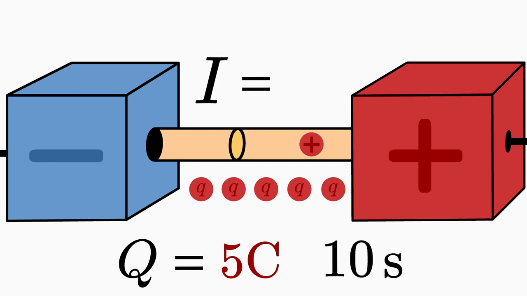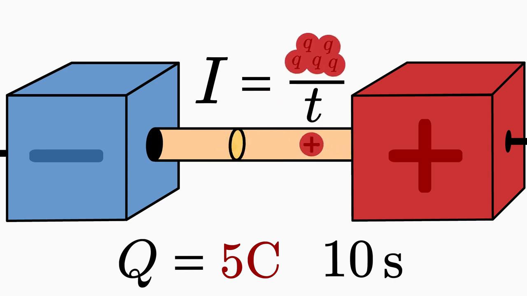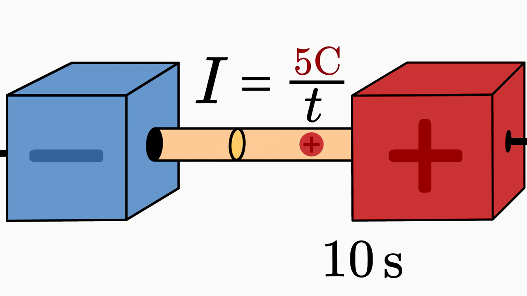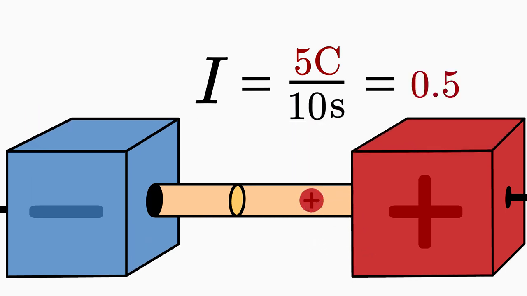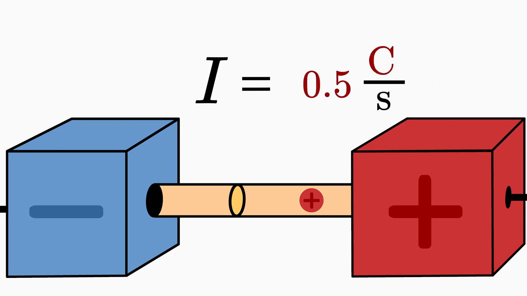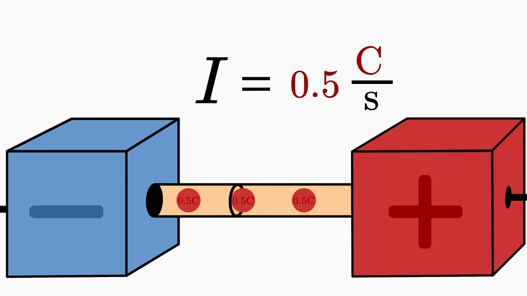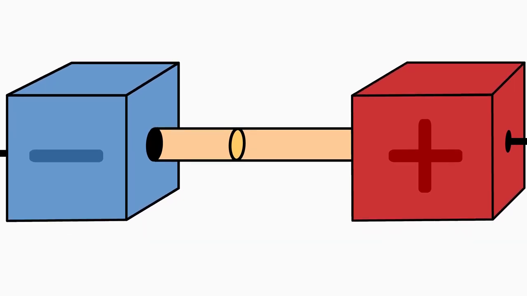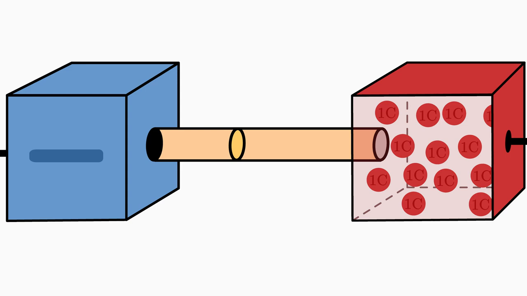To find out the current I, we should answer the question, how much charge per time has passed through the cross-sectional area? Well, there were 5 coulomb per 10 seconds, so capital Q divided by t. That's 0.5 coulomb per second. So 0.5 coulomb of charge is transported through this cross-sectional area every second. The unit coulomb per second is abbreviated to A. A stands for ampere.